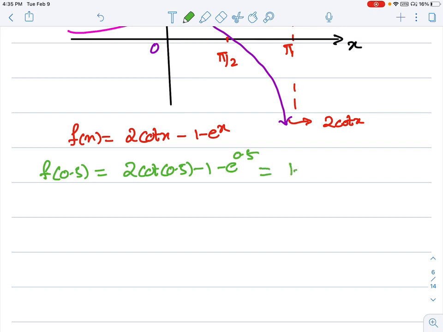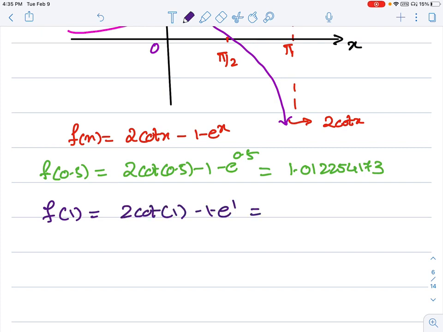So I get 1.012254173. Next, what am I going to do? I am going to substitute 1. So 2 cot 1 minus 1 minus e to the power of 1. So I go back and change the value to 1.